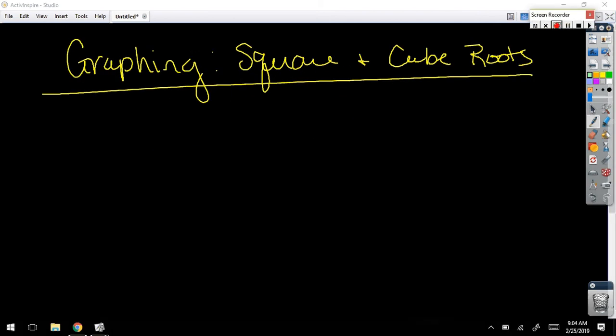So this is probably a great lesson whenever we're towards the end of class here on a Monday morning, because it's a really easy lesson. I think students have a pretty easy time with this. Square roots and cube roots are really easy to graph.